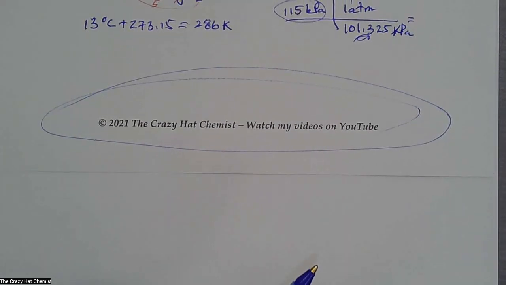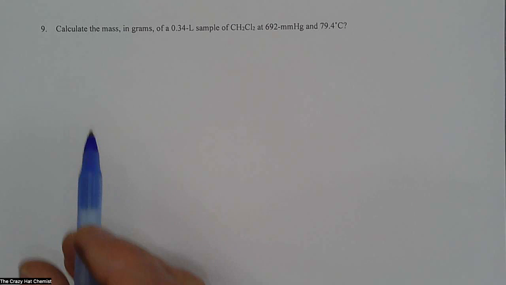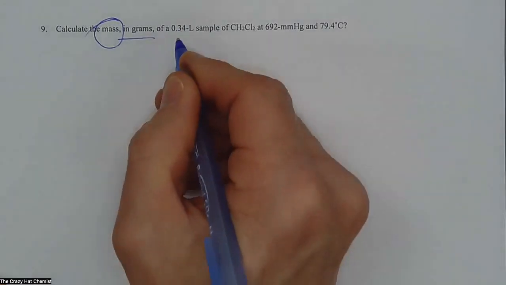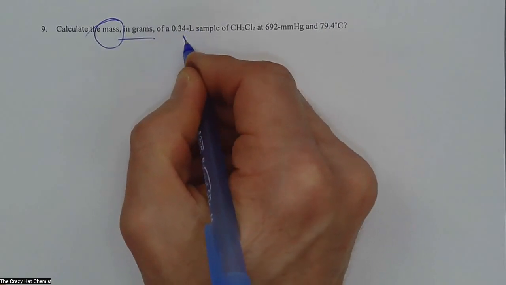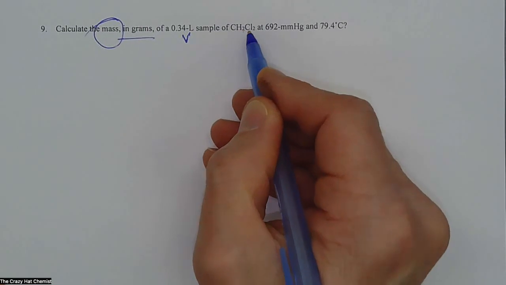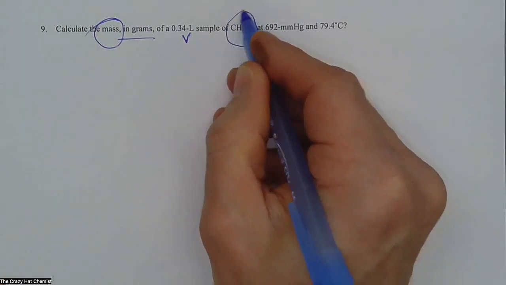So there we go. All right, I think we have one more problem to do on this entire setup here, and that's right here. And let's see if we can hammer out some of this here in just a bit. So we're going to read through this problem here first. It says calculate the mass in grams of 0.34 liters. That's a volume. Sample of CH2Cl2. That gives me a formula.